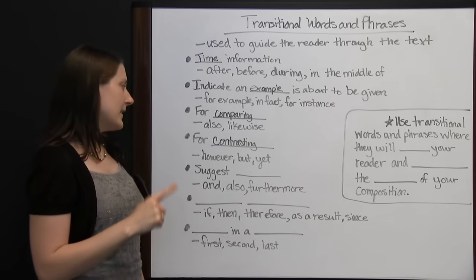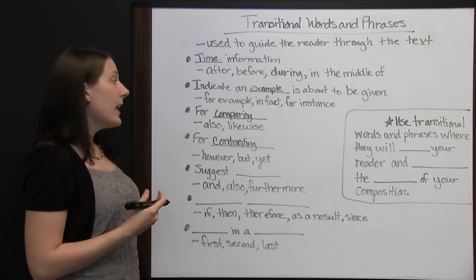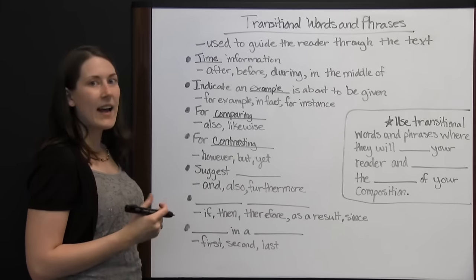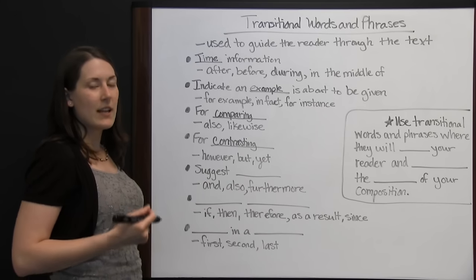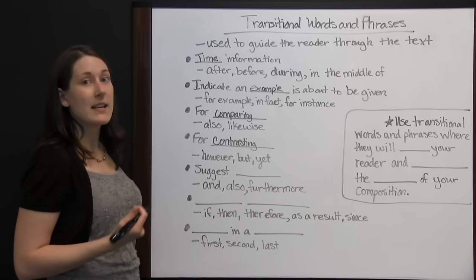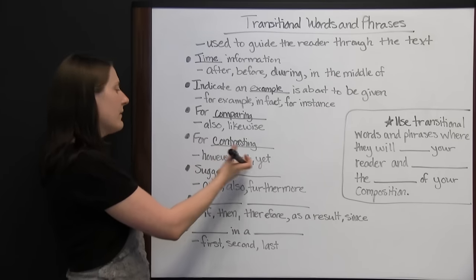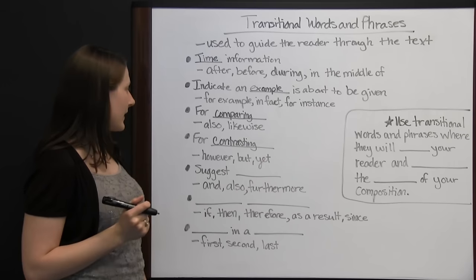However, but, yet. You would like a dog for a pet because they are so companionable, but a cat is not going to be as affectionate. They won't make as good of a companion as a dog. So you can contrast two things using however, but, yet.